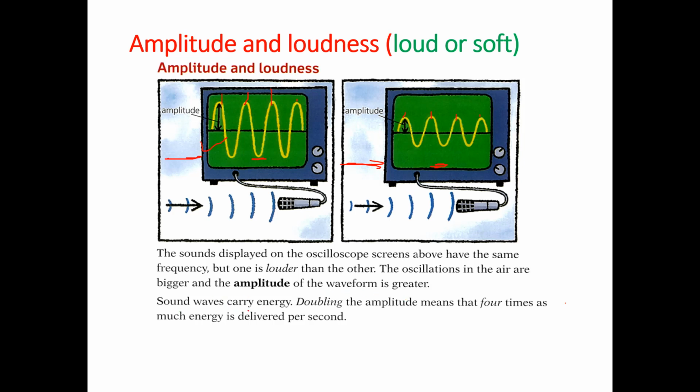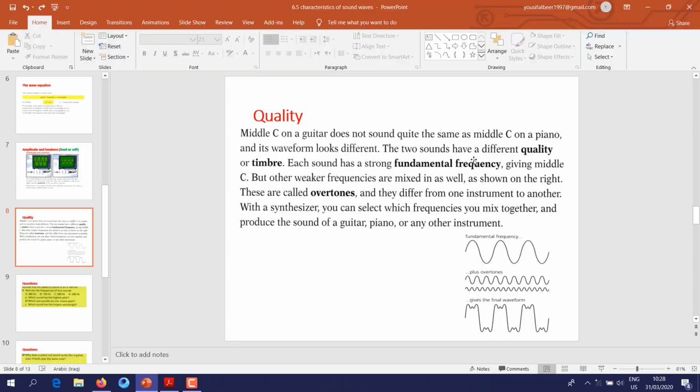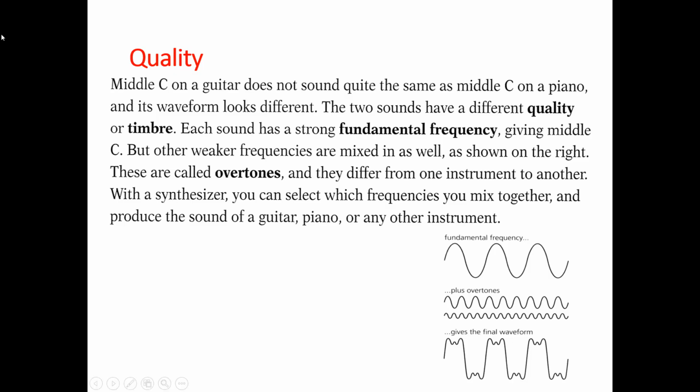Okay. Now, sound waves carry energy. Doubling the amplitude means that 4 times as much energy is delivered per second. Quality. The word quality here is very important to understand. Middle C on a guitar does not sound quite the same as middle C on a piano, and its waveform looks different. The two sounds have a different quality or timbre.